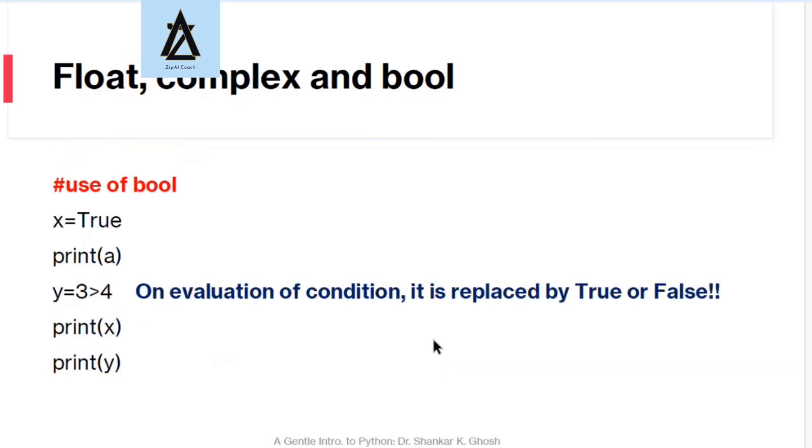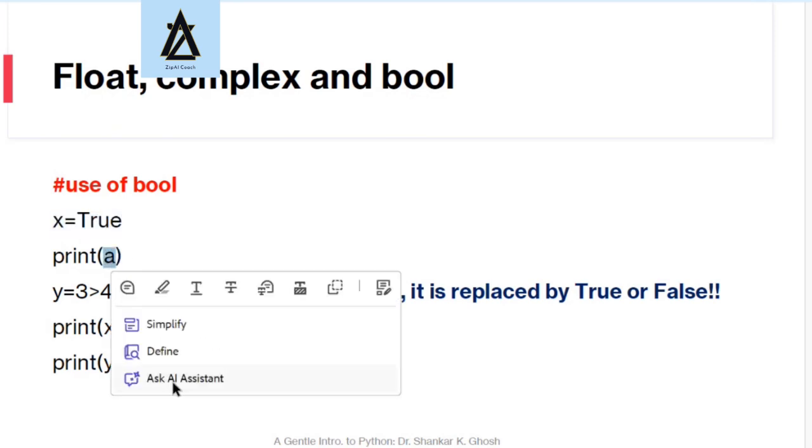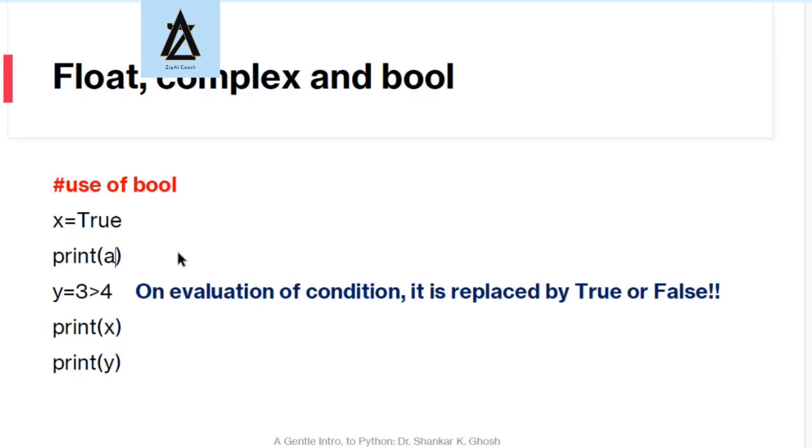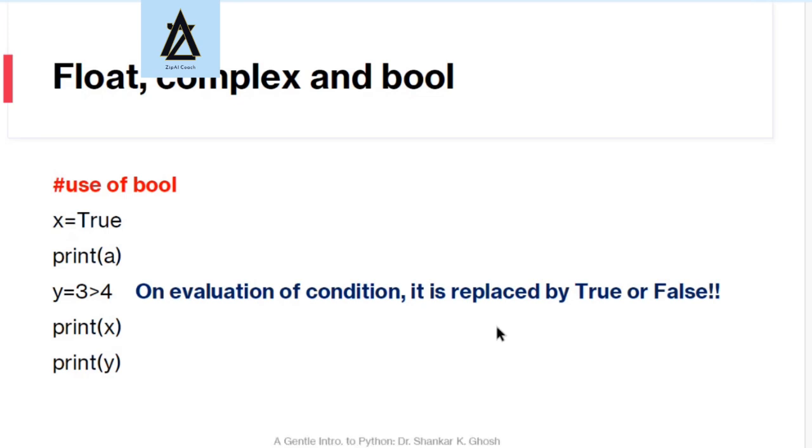The use of Boolean. Boolean means the variable can take only two values, true and false. So if you just write x equal to true, then print x, it will print true. Now, if you write some condition, if the condition is true, then it will print true, otherwise it will print false.